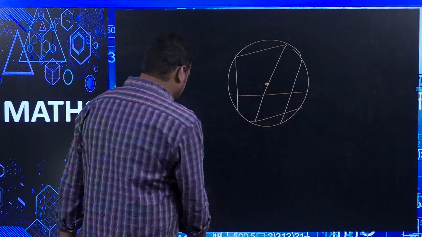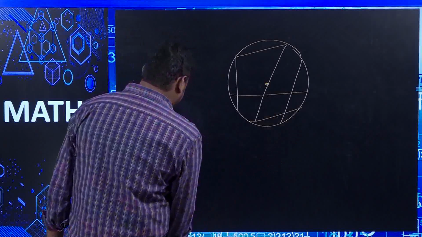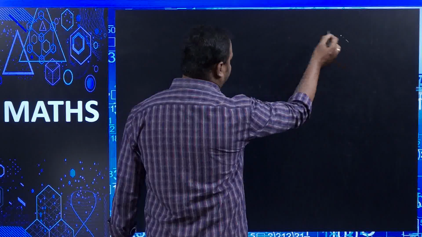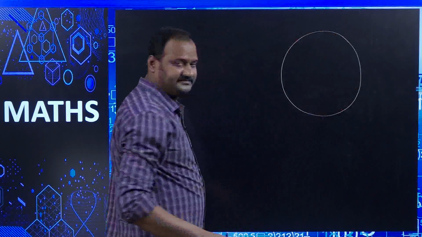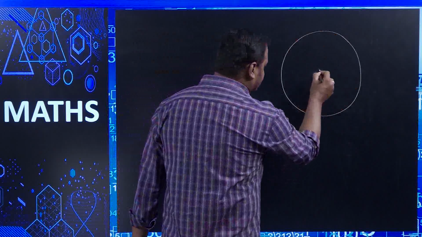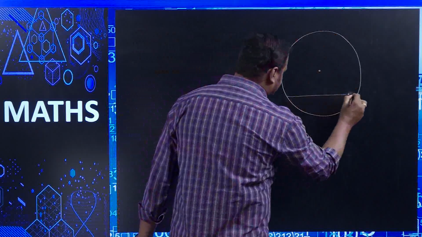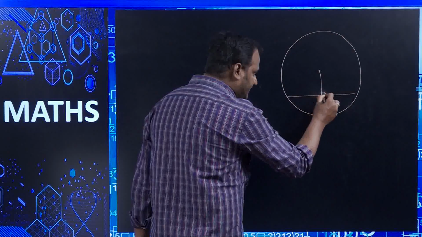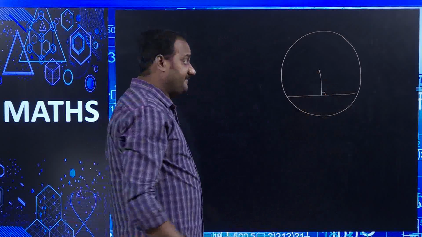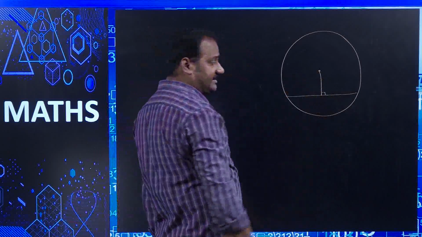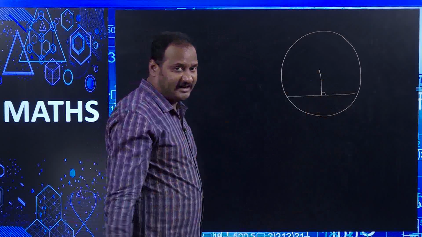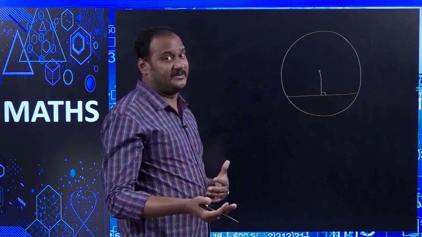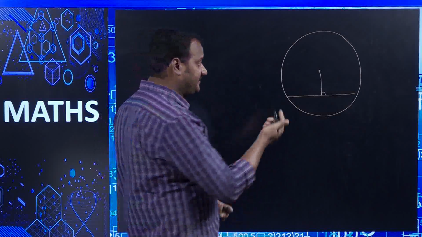And coming to the next one, let us try to understand a few important properties of a chord. Let us have a circle. This is the center of the circle and this is one chord. Suppose you draw a perpendicular from the center to a chord, then that perpendicular from the center to any chord will be the perpendicular bisector of the chord. If you want, you can check.